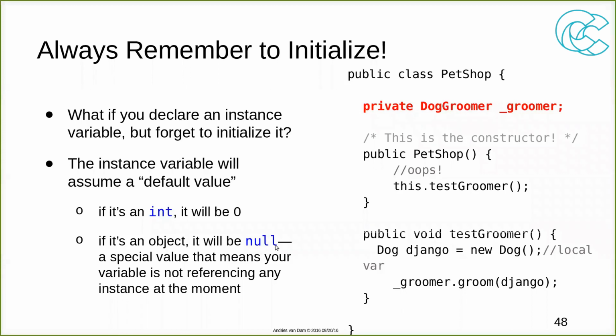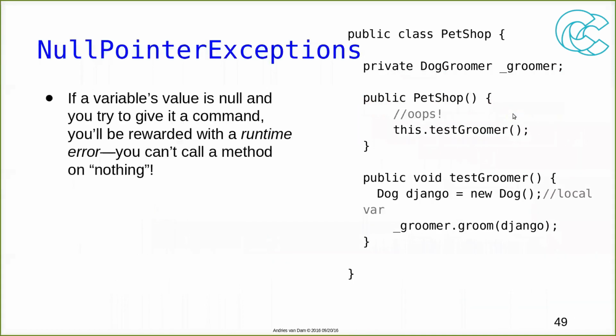Null is a keyword and a special value indicating that it currently points to nothing, right? Ideally this should be a pointer to a particular memory location on the heap, as we discussed. But if we don't assign any initial value, like if we don't create this new dog groomer, then the default value will be null. Null indicates that it's not pointing to any memory location, and that can land you in trouble.